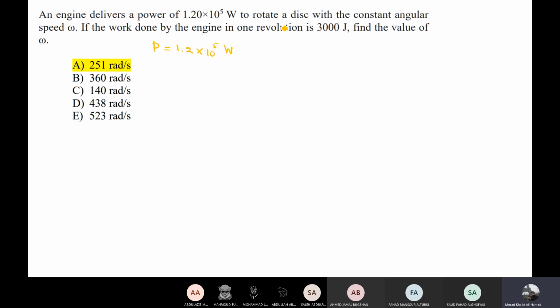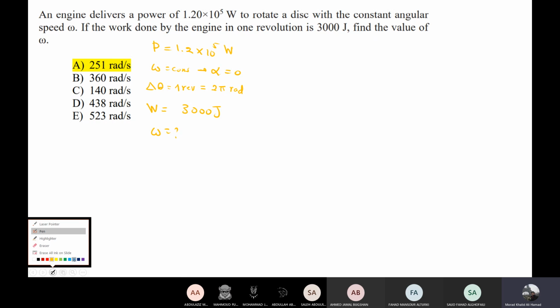This is given. To rotate a disk with constant angular speed, omega constant, which means alpha is equal to 0, if the work done by the engine in one revolution, notice, one revolution, which means delta theta is equal to 1 revolution, which is equal to 2 pi rad, this is the work, 3000 joule. Find the value of omega.